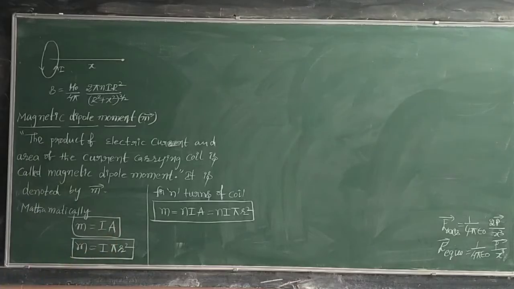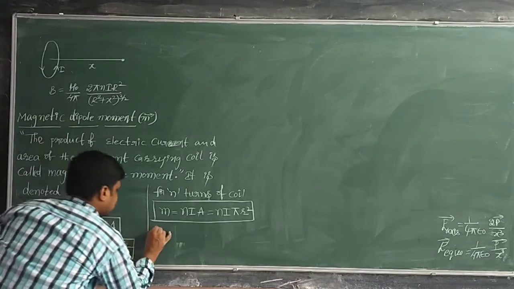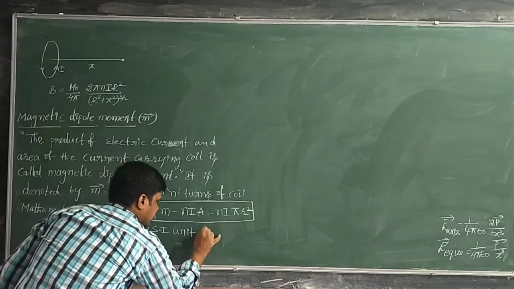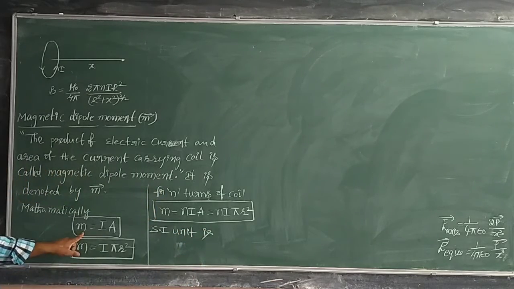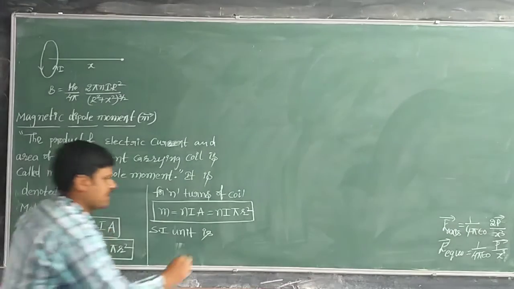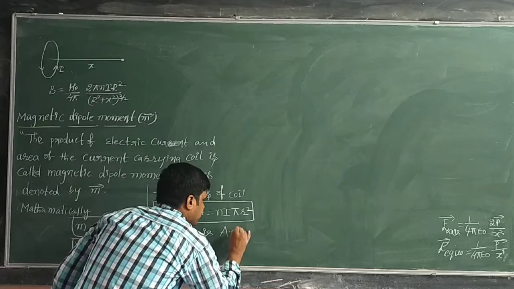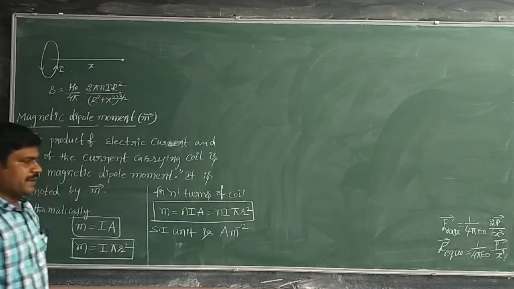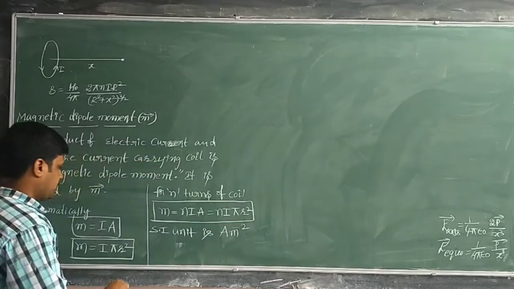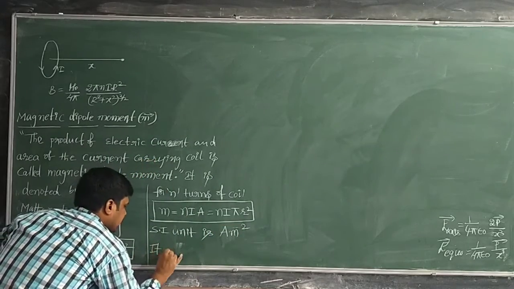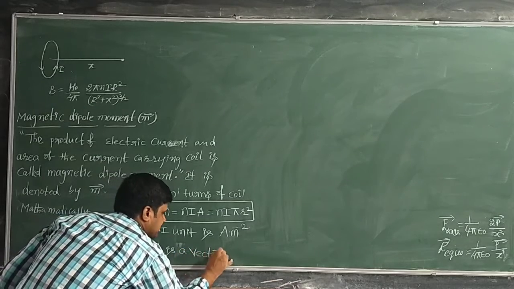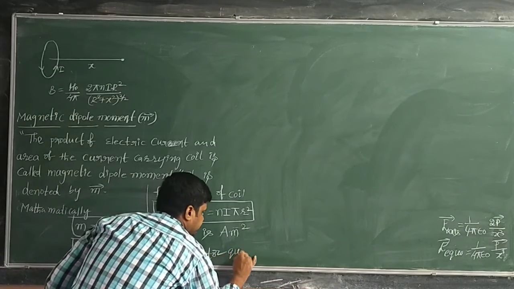Sir, what is the SI unit for magnetic dipole moment? The SI unit is current ampere times area meter square, so ampere meter square. Next, what type of quantity is it? It is a vector quantity. Magnetic dipole moment is a vector quantity.